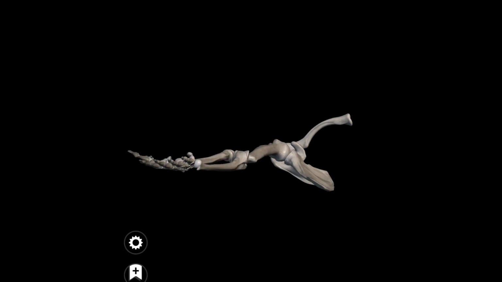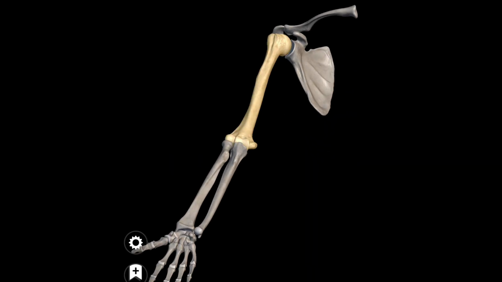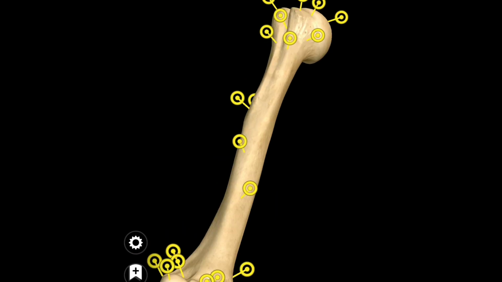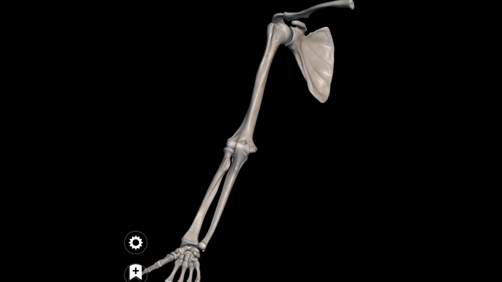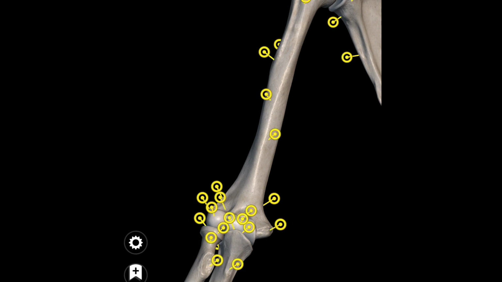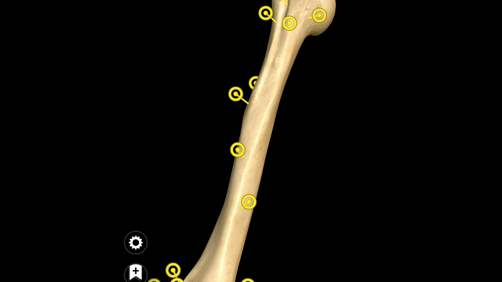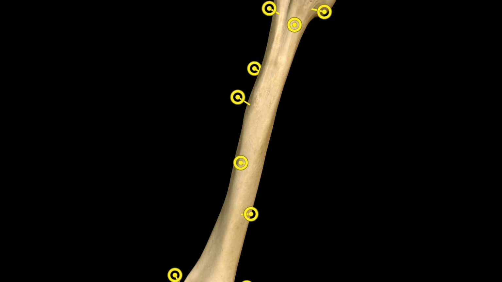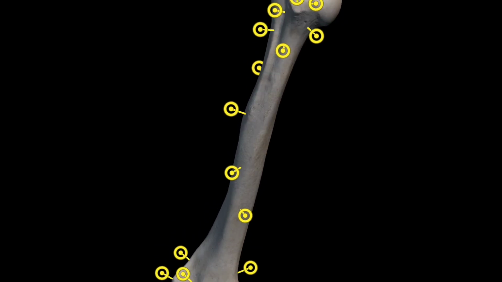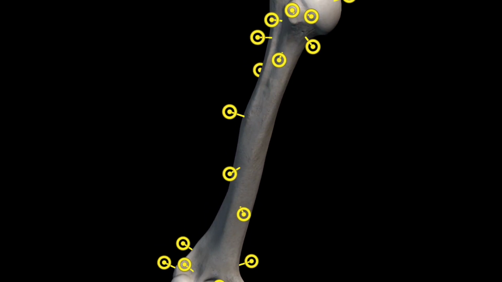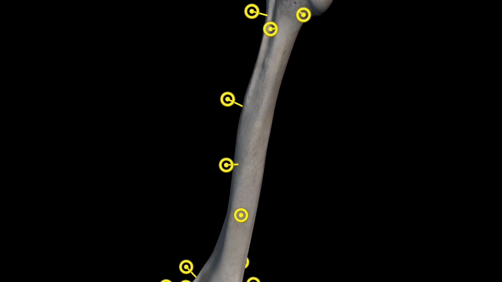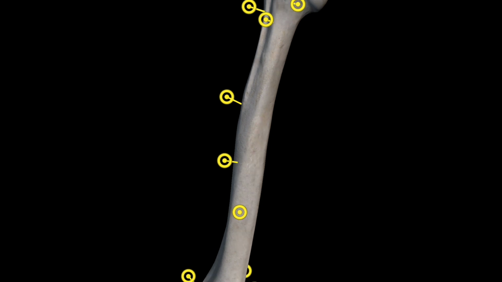Now come back to here. Another bone is the humerus. You can see how it is located. From the anterior view, you can see the lesser tubercle and the greater tubercle. On the posterior side there is the greater tubercle, on the anterior side the lesser tubercle, and here is the head of the humerus.